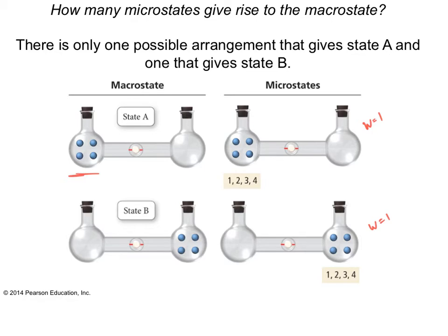Now, state C. How many possible ways could we arrange this system so that we have 2 in one and 2 in the other?